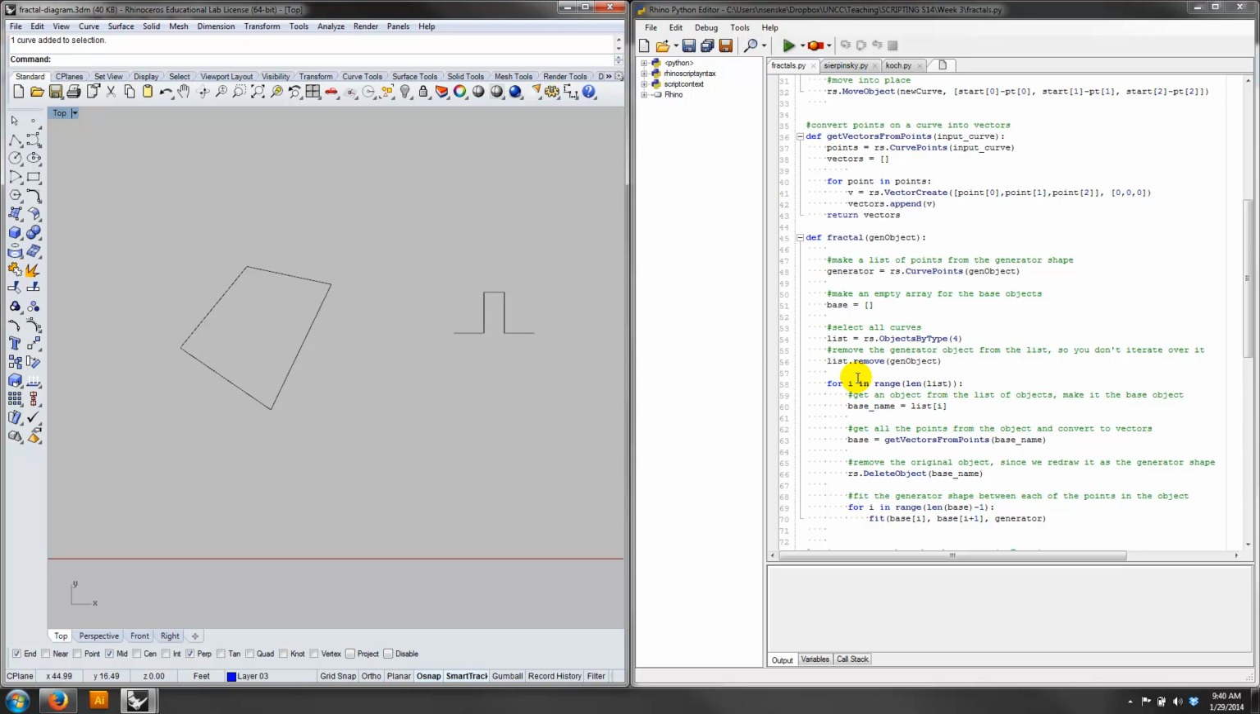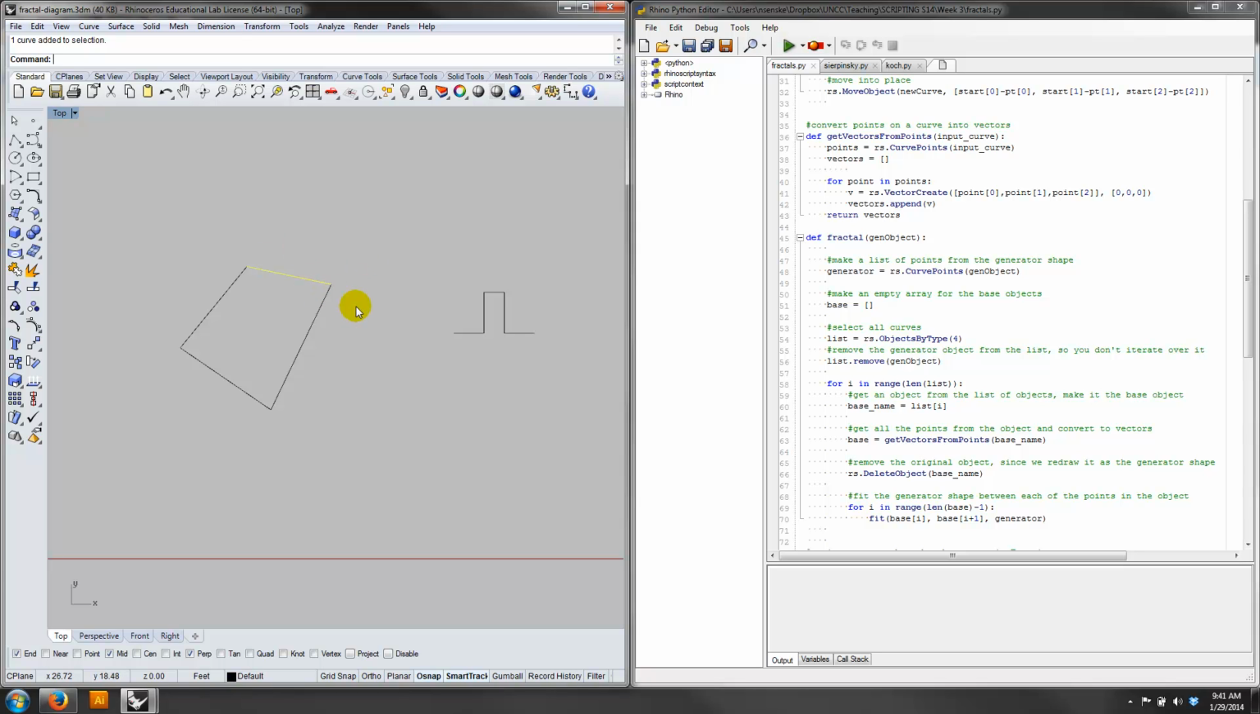Then we have a loop here for I in the length of the list. So for all the objects that we have, if we have 1 object or 2 objects or 100 objects, we're going to iterate through that list. We're going to take the first object in that list, or basically whatever I is, wherever we are within this list, and we're going to call it base name. And then we're going to change all of the points in that shape to vectors, and we're going to call that new list of vectors base. Okay. Then we're going to erase that object. So we would actually erase this.